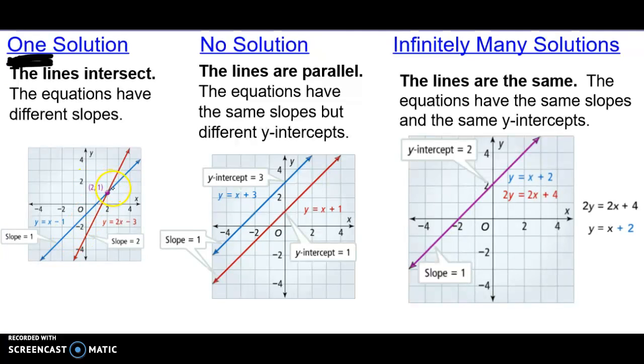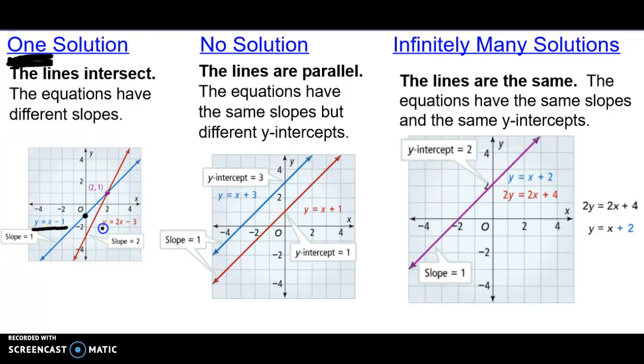The equations of these two lines have different slopes. So we have this blue line is y equals x minus 1. So my slope is 1 because an x is the same as a 1x, and my y-intercept is negative 1. So from my y-intercept, this line goes up 1 over 1, up 1 over 1, up 1 over 1. So that's my blue line here.